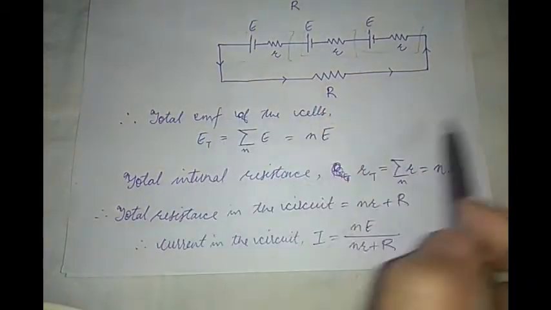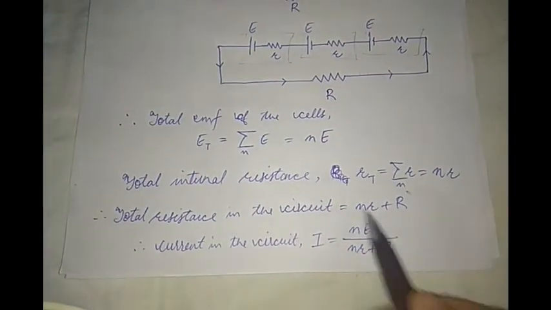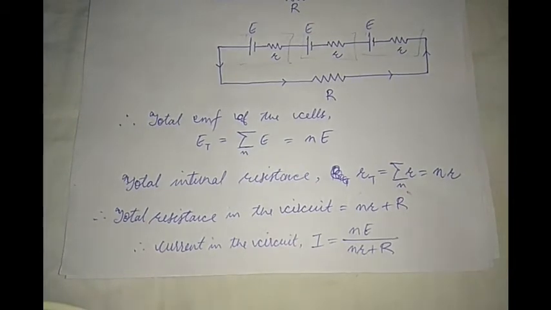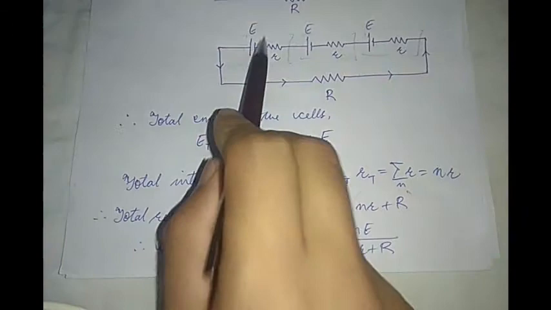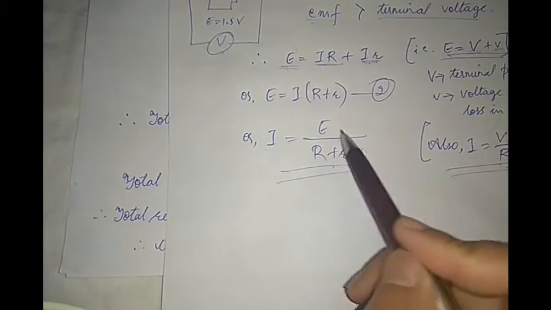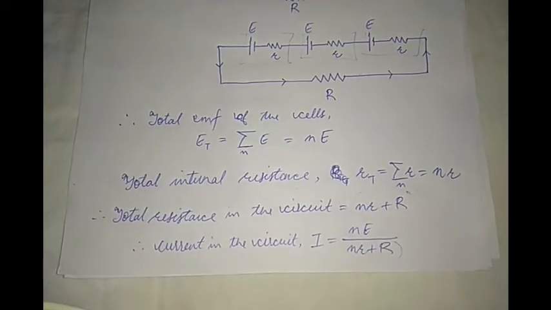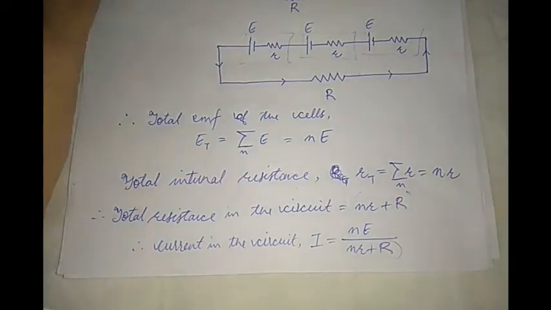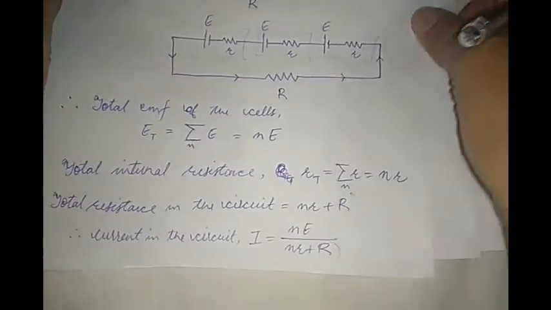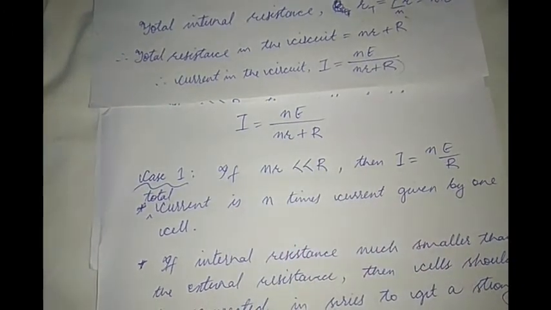So what is the total resistance in this circuit? The total resistance in the circuit is Nr plus capital R. So therefore, what is the current flowing? Current flowing is the total EMF divided by the total resistance in the circuit. Now the total EMF in the circuit is NE, divided by the total resistance, which is this. So this is the expression for the current when we connect the cells in series. I is NE by Nr plus capital R.